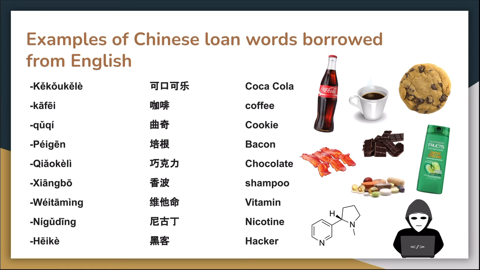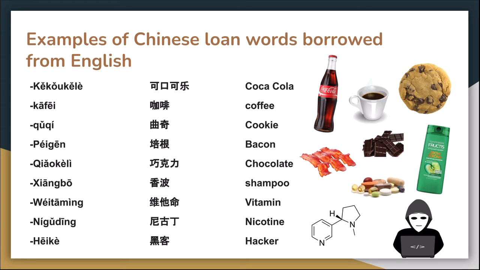维他命. This one is vitamin. This can be an example of scientific terminology type of loan word. 尼古丁. It's nicotine. This also can be an example of scientific terminology type of loan word. 黑客. It's hacker.